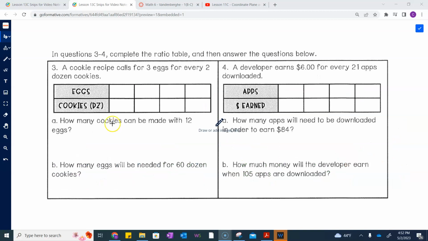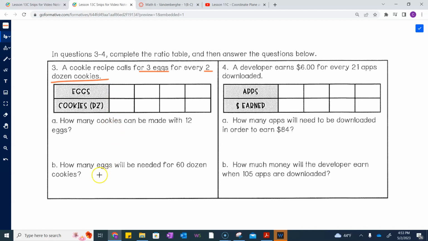So now it's your turn to try. This question says a cookie recipe calls for 3 eggs for every 2 dozen cookies. How many cookies can be made with 12 eggs, and how many eggs are needed for 60 dozen cookies? You need to fill out the table with your equivalent ratios using the information they gave you right here to start you off with the table, and then answer the 2 questions.